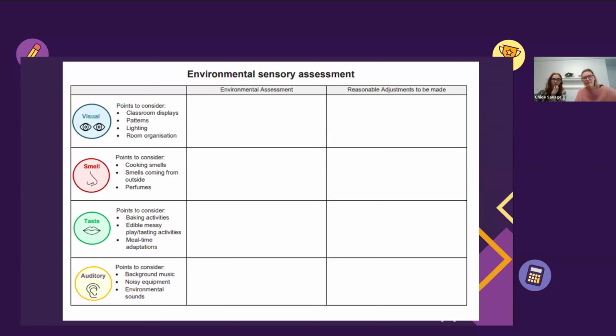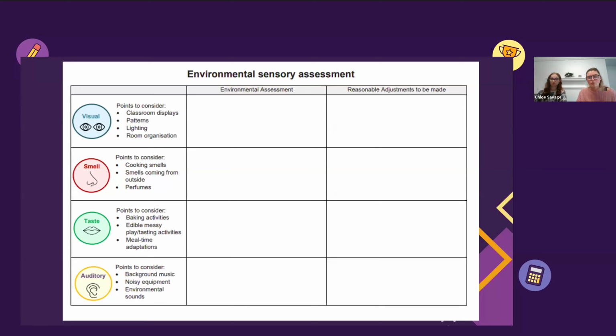So some of the things, similar to what Rachel just covered, that you might look at is the visual. As you're doing this walk around your classroom or your space, look at what's on offer there. Think about your displays, the patterns, the lighting, the room organisation. What we're looking to do is reduce, so we're looking not to overstimulate our young people. Where possible, we want to reduce that audio and visual noise. When I say noise, I mean the busyness. We're looking to reduce that where possible.